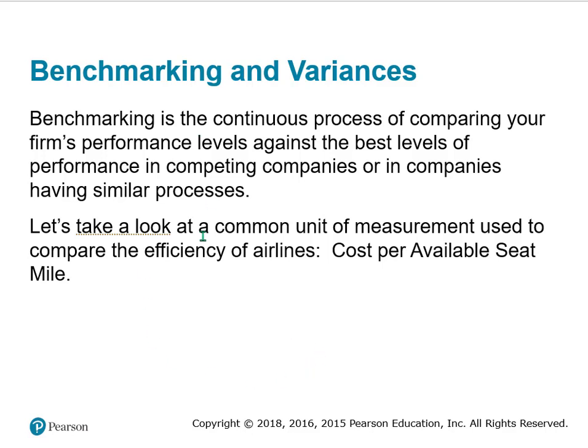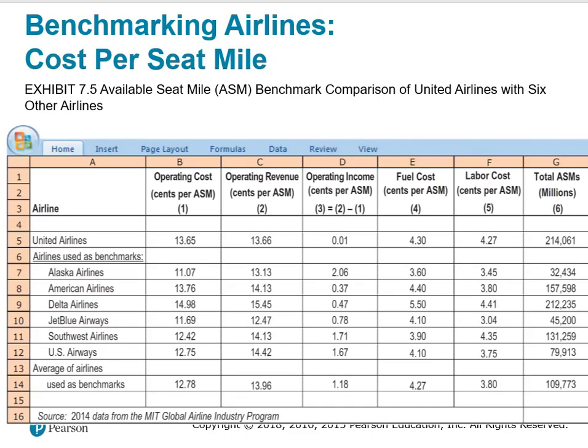In the next slide, we've got some measures of the efficiency of airlines, and airlines are evaluated based on the cost per available seat mile. Okay, so here is United Airlines, and they're comparing United to Alaska Air, American, Delta, JetBlue, Southwest, and US Air.